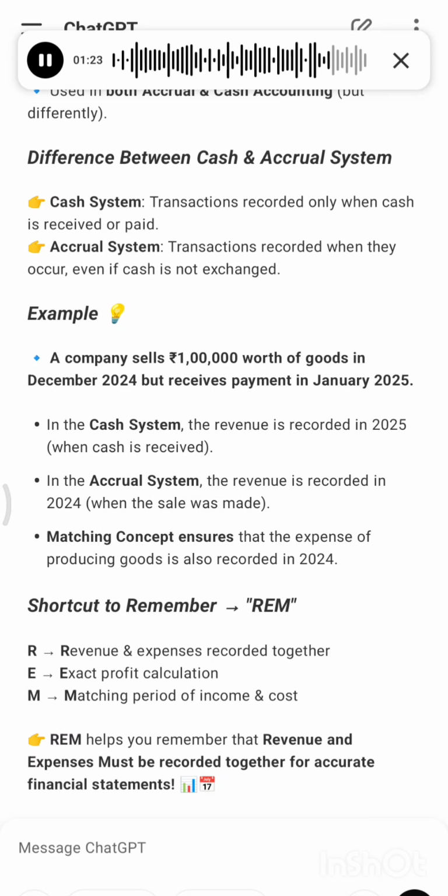Shortcut to remember: R, revenue and expenses recorded together. E, exact profit calculation. M, matching period of income and cost. It helps you remember that revenue and expenses must be recorded together for accurate financial statements.